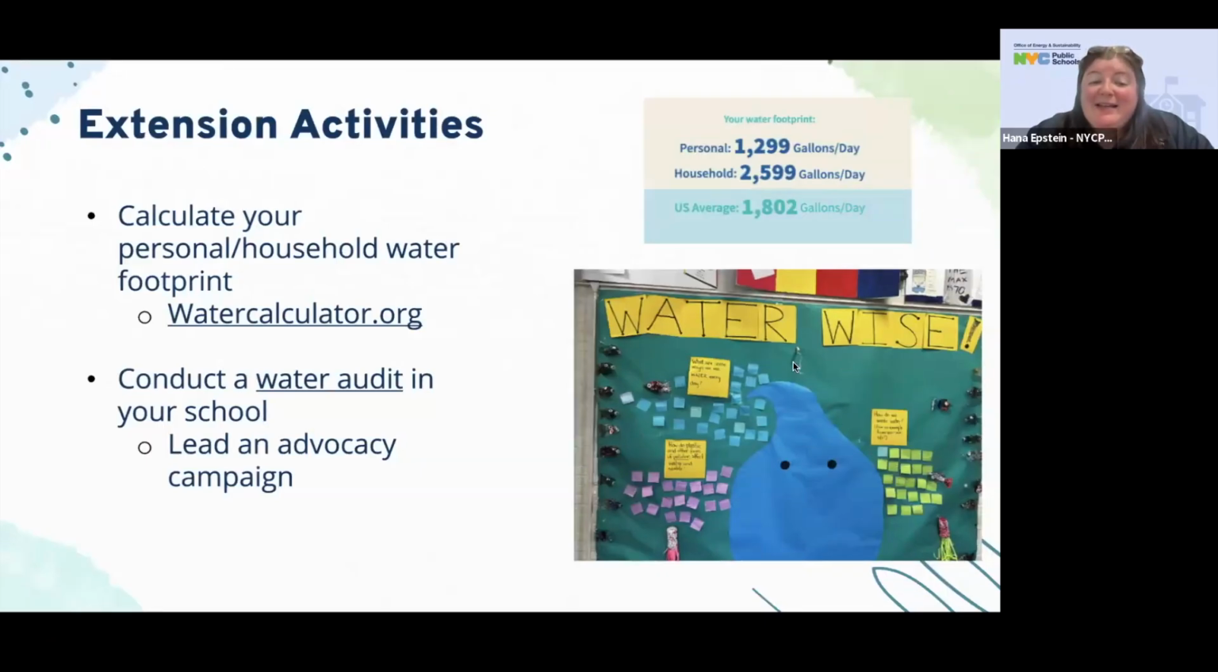And you can also do an advocacy campaign once you know what your school uses for water. And you can definitely get in touch with your custodian engineer too. They'd be happy to help lead a water audit with you.